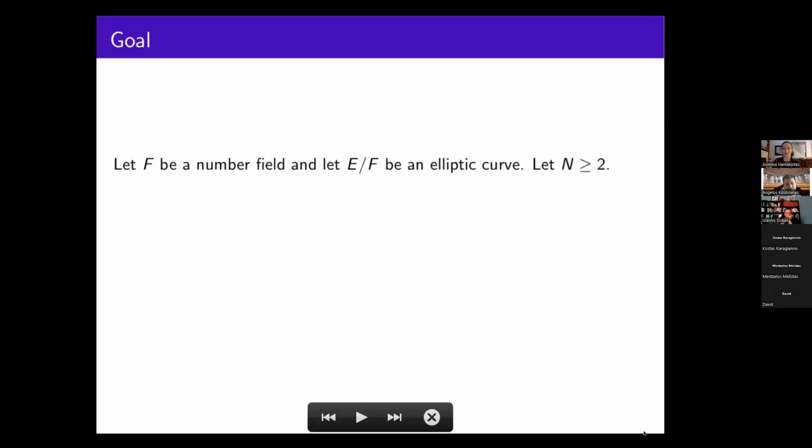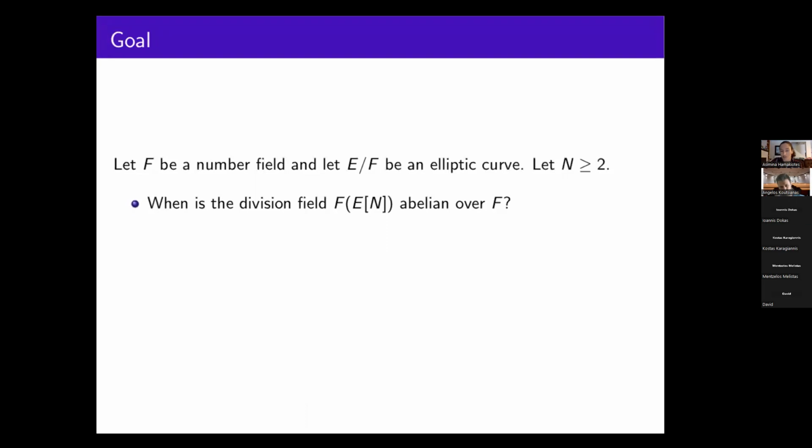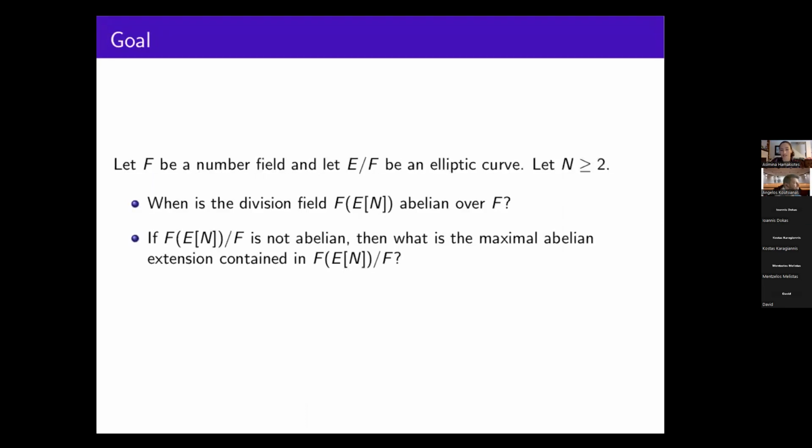So first, I'll start with a general question. Let F be a number field and E over F an elliptic curve, and n some integer greater than or equal to 2. When is the division field F adjoin the n-torsion abelian over F? That's one question. And if this extension is not abelian, then what is the maximal abelian extension contained in here?